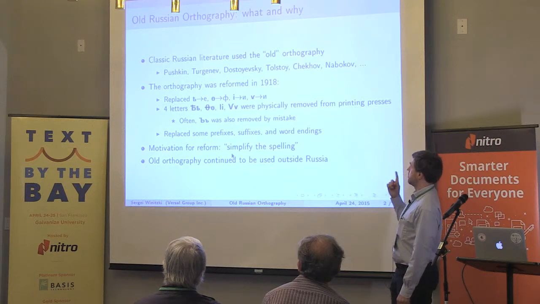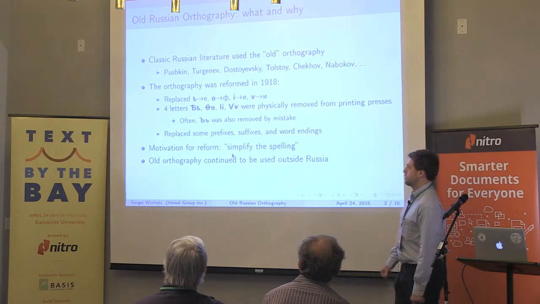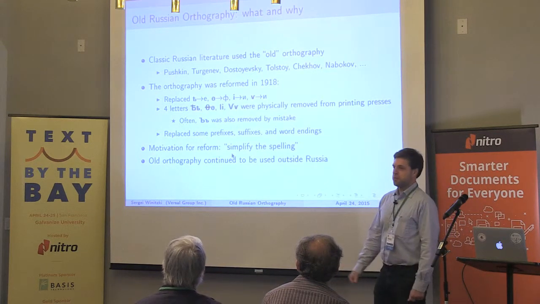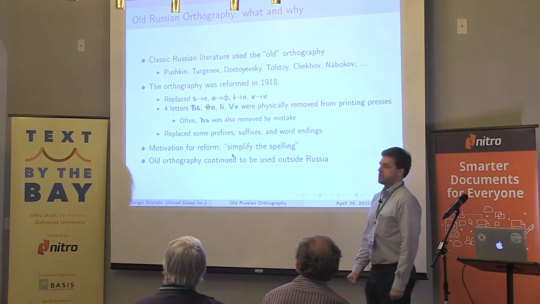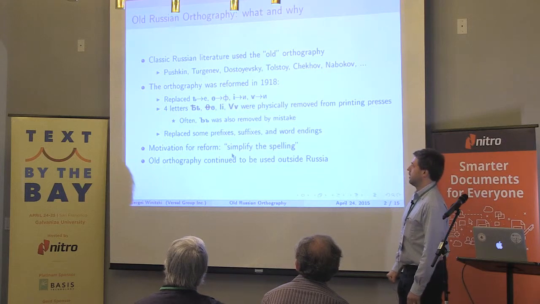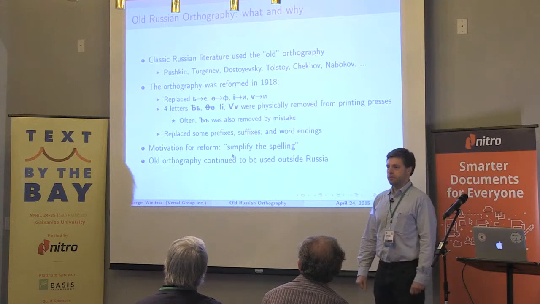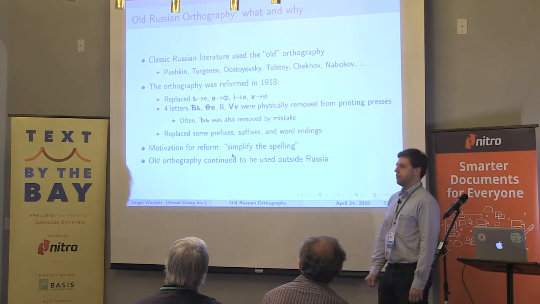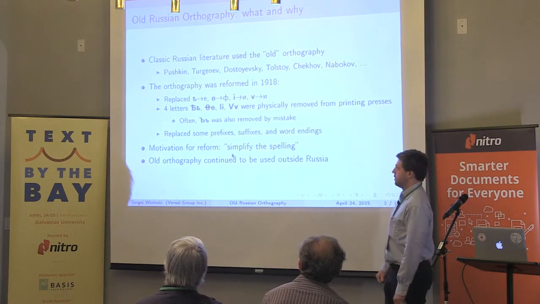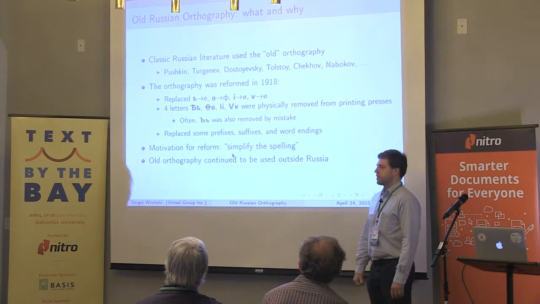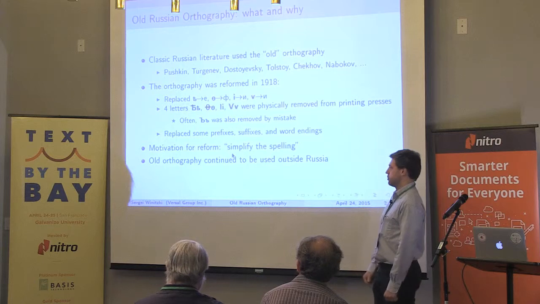These letters were actually physically removed from printing presses in most cases, and in some cases, by mistake, another letter that was similar to the one that was not supposed to be eliminated was also removed. People who saw Russian documents dating from the early 20s and early 30s often saw the lack of that letter being compensated by an apostrophe. The spelling of certain prefixes, suffixes, and certain word endings was also changed. I will talk about that in some more detail.